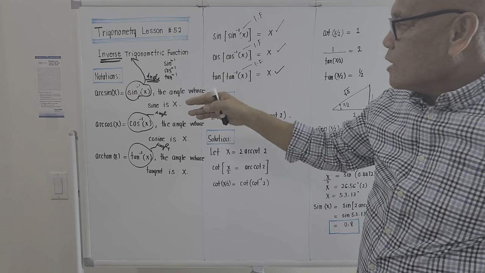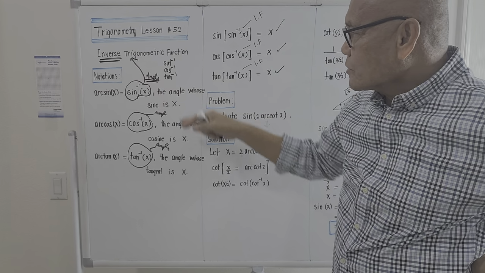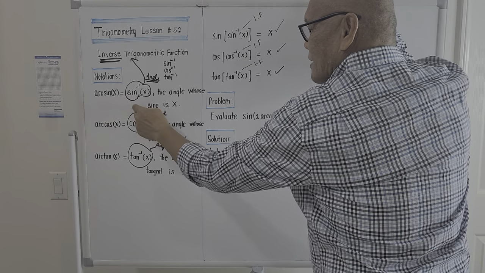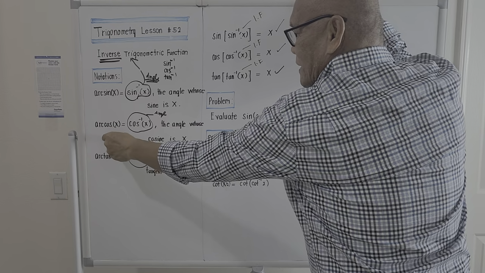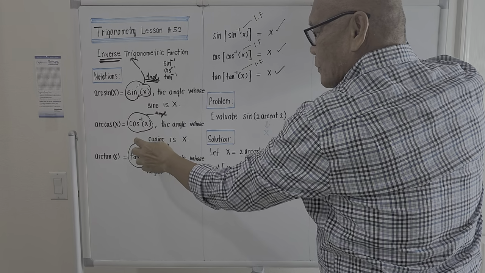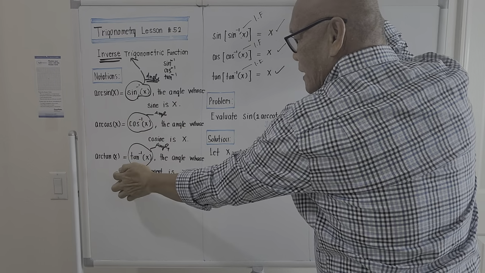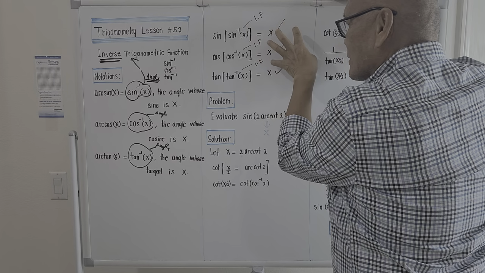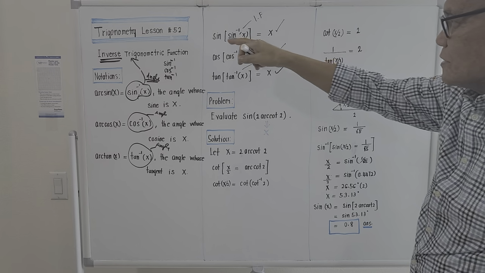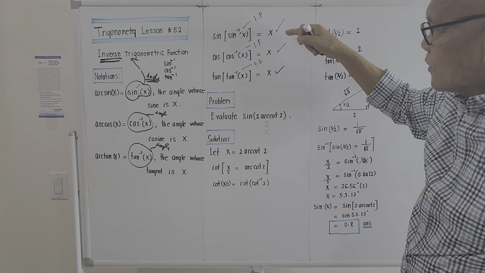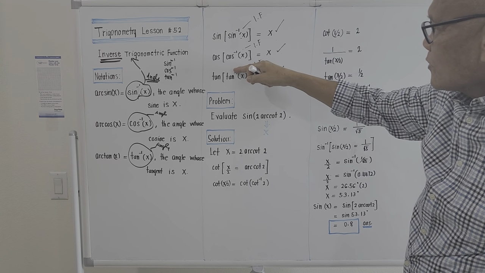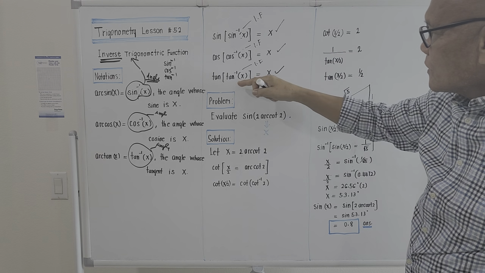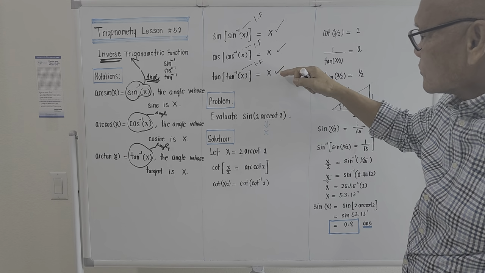At least we now know the notation of inverse trigonometric function. It is read arc sine, or simply sine to the minus 1. Arc cosine is just the equivalent of cosine to the minus 1. And arctangent is just the equivalent of tangent to the minus 1. Plus these three concepts here: the sine of the arc sine of x is just simply x, the cosine of the arc cosine of x is also equal to x, and the tangent of tangent to the minus 1 of x is also equal to x.